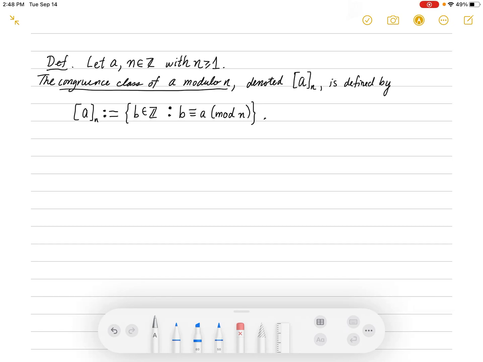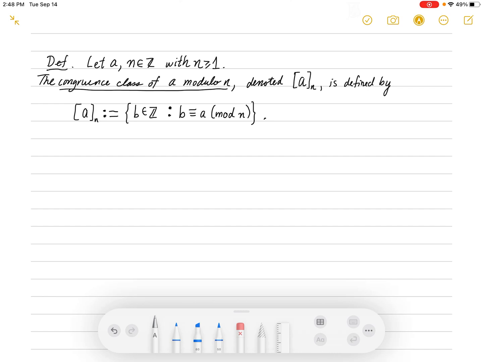So we were looking at the integers modulo n and showing congruence modulo n. We looked at some properties of congruence mod n. And what we want to do now is define what a congruence class is. What is a congruence class modulo n?